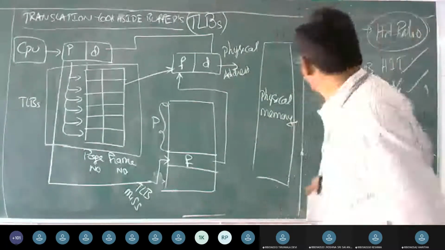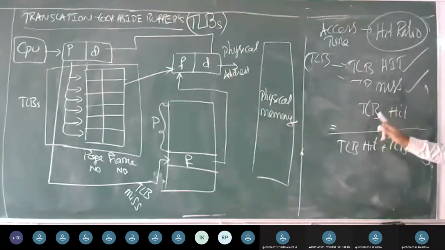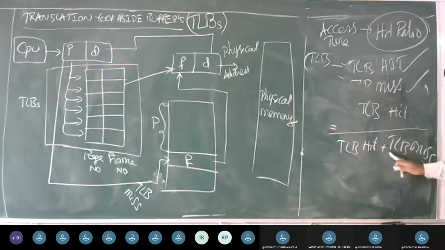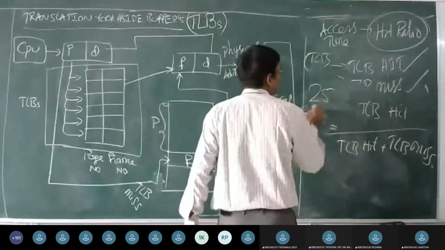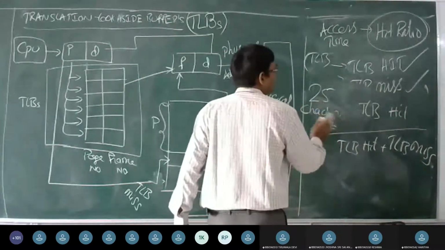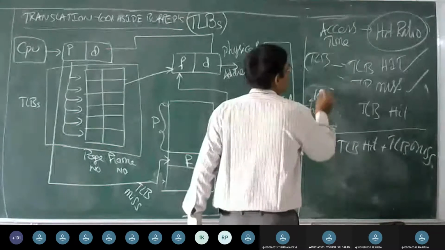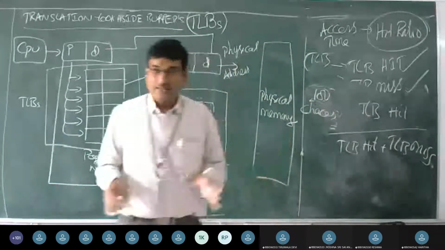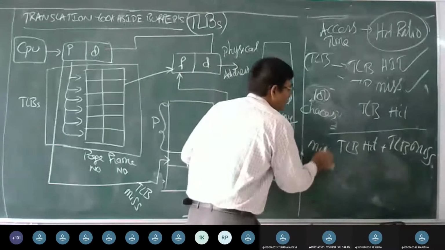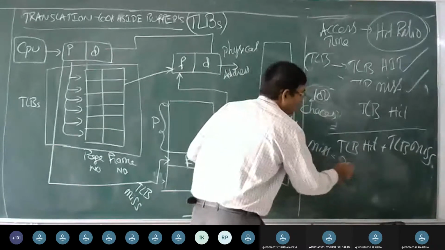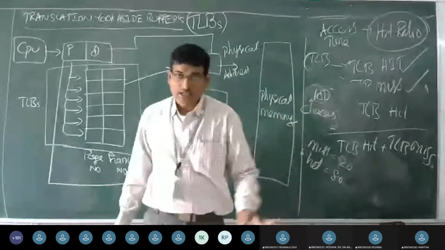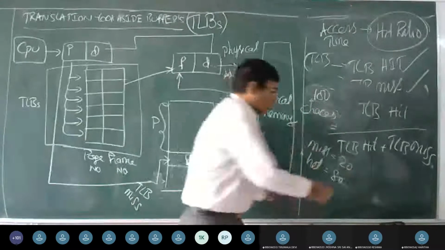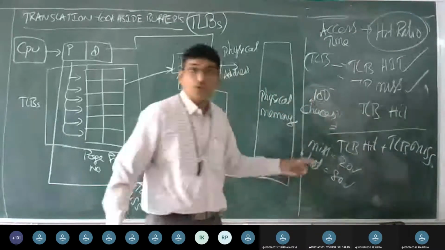How do we compute the hit ratio? We have a formula. That formula is TLB hits divided by TLB hits plus TLB misses. So let us say there are 100 chances. In those 100 chances, assume miss is equal to 20 and hit is equal to 80.